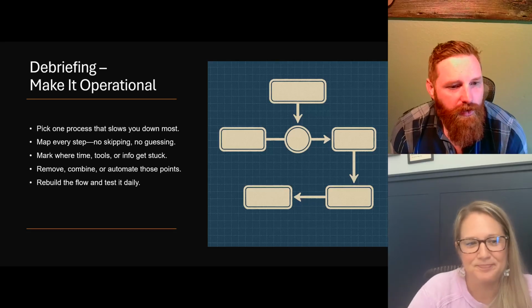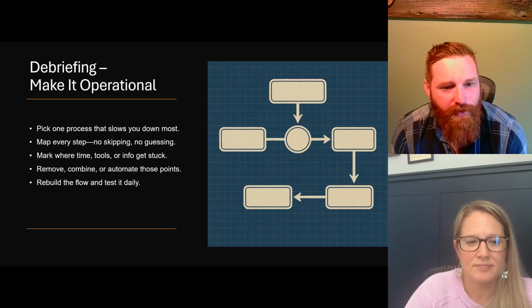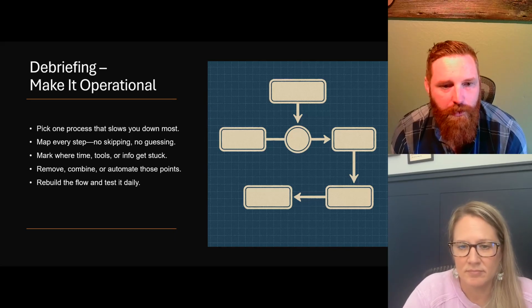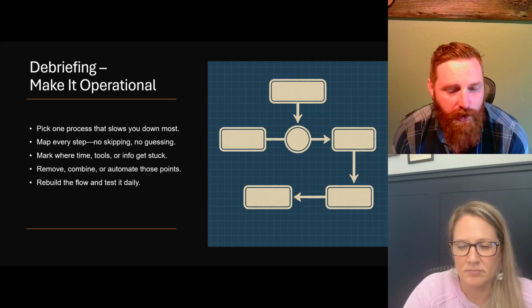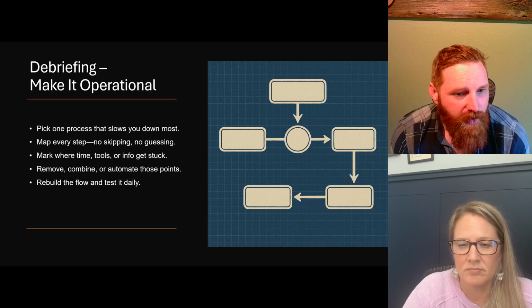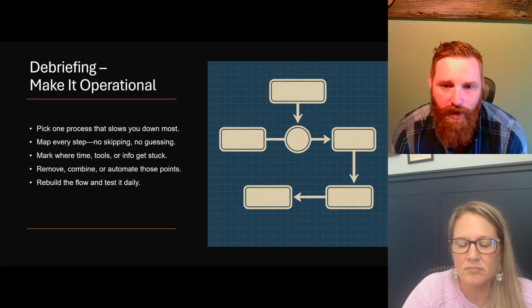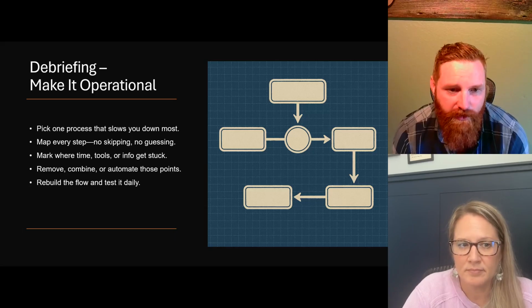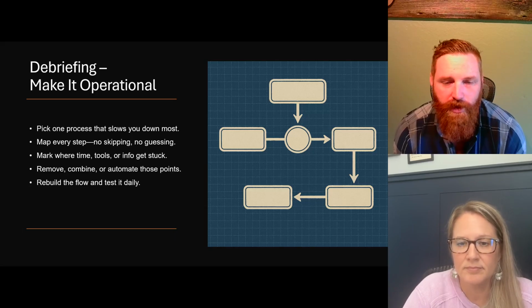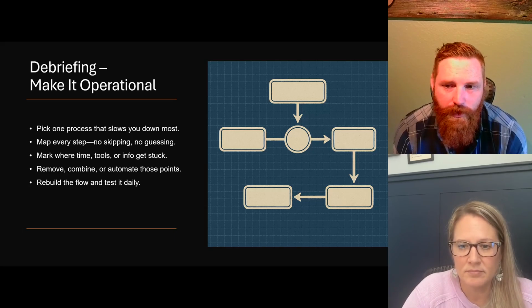Then you can remove, combine, or automate processes and get rid of irrelevant points. Then build your flow chart and test it constantly. You want to build in checks and balances, which are very important, and sometimes redundancy is very important.